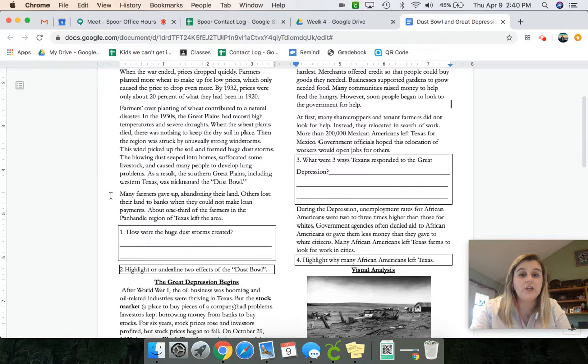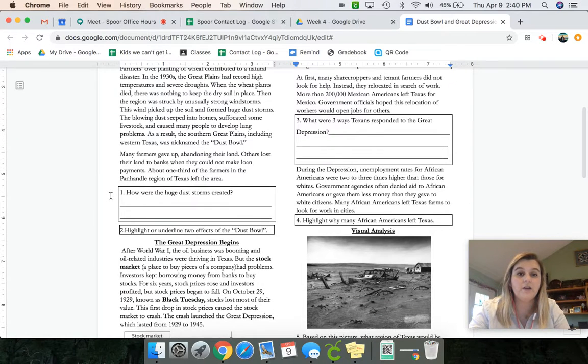So many farmers gave up, abandoning their land. Others lost their land to banks when they could not make loan payments. About one third of the farmers in the panhandle region of Texas left the area, so a lot will migrate, and they're going to go towards California. So number 1, how were the huge dust storms created? Number 2, highlight or underline 2 effects of the Dust Bowl. Okay, so 2 things that happen because of it.